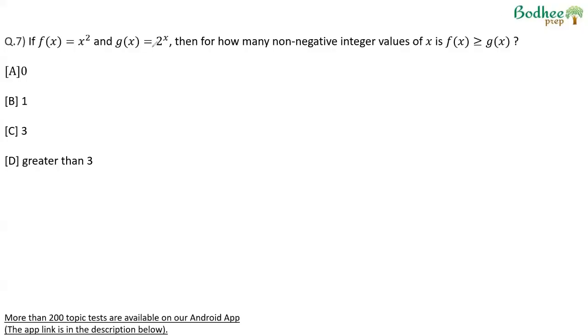If f(x) is equal to x squared and g(x) is equal to 2 raised to power x, for how many non-negative x, meaning x could be 0 or positive? Let us look at values of x, f(x) and g(x). When x is 0, f(x) will be 0 squared, which is 0, and g(x) will be 1. When x is 1, f(x) will be 1 and g(x) will be 2. When x is 2, f(x) will be 2 squared, 4, and g(x) will be 2 raised to power 2, 4.